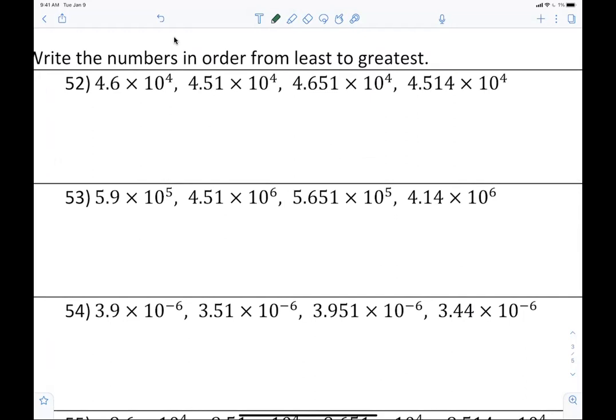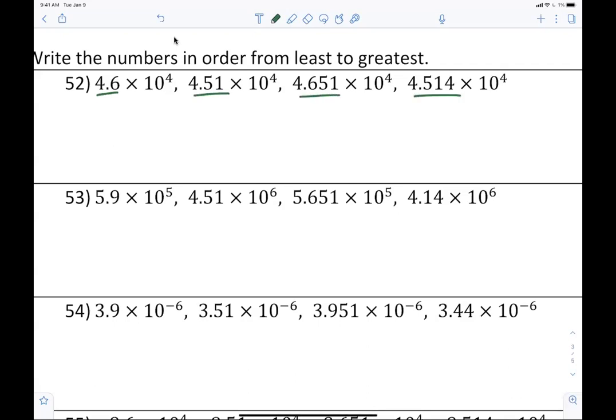The smallest number would be 4.51. Okay, I'm agreeing with you. Why don't we have to worry about the exponent? Because the exponents in this problem are all the same. The exponents are all the same. So all you have to do is literally look at the decimal.